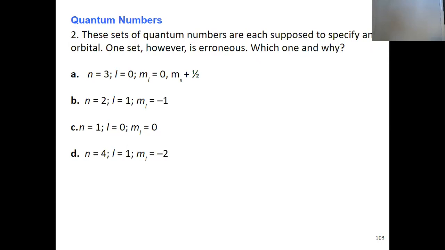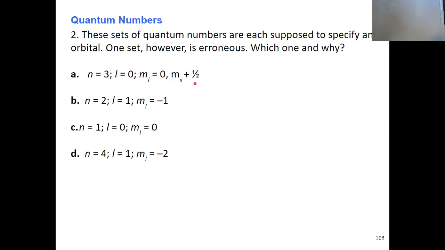These sets of quantum numbers are each supposed to specify an orbital. One set, however, is erroneous. Which one and why? This is you having to go through each of the rules and figure out which one's breaking the rule here. Can n equal 3? That's fine. If n is 3, can L equal 0? Sure, it can be 0, 1, or 2. If L is 0, can M sub L equal 0? Sure can. M sub S is 1/2, that's fine.